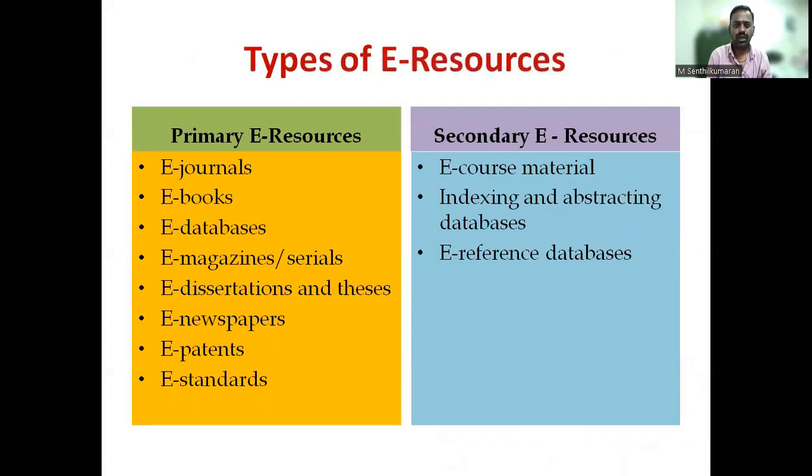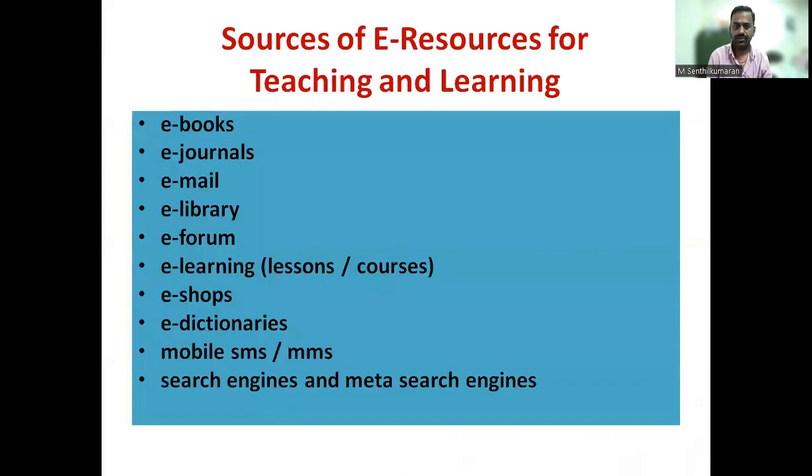What are the types of e-resources? There are two types of e-resources, namely primary e-resources and secondary e-resources. E-journals, e-books, e-databases, e-magazines or serials, e-dissertations and theses, e-newspapers, e-patents, and e-standards come under primary resources, whereas e-course material, indexing and abstracting databases, and e-reference databases come under secondary e-resources.